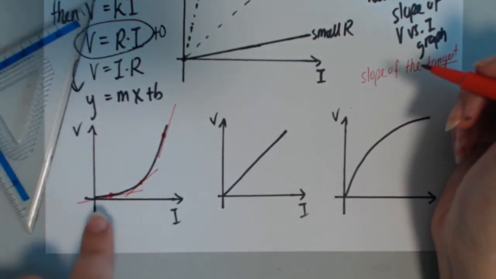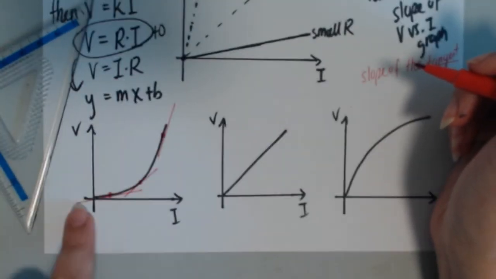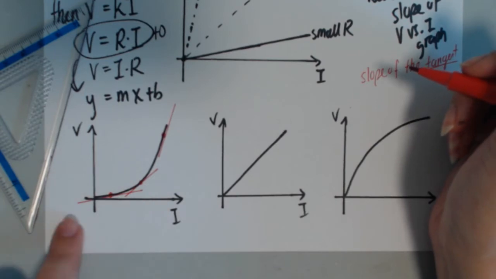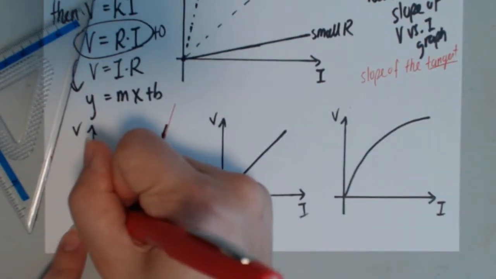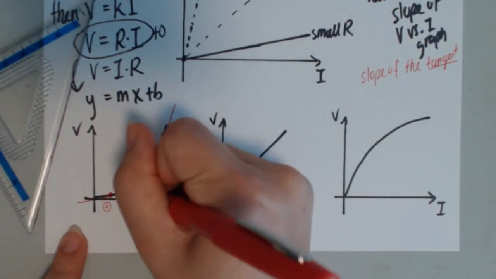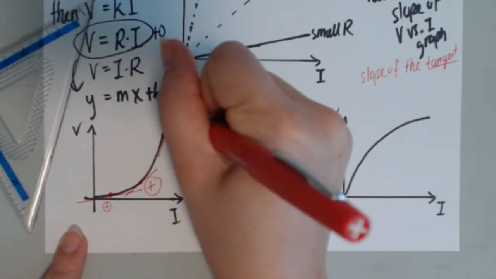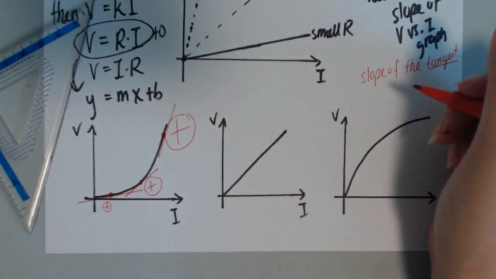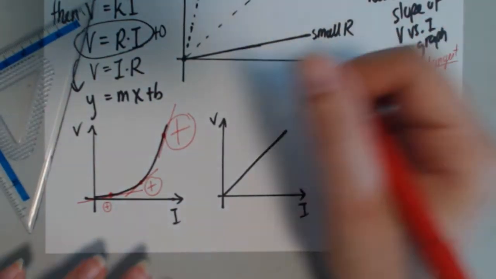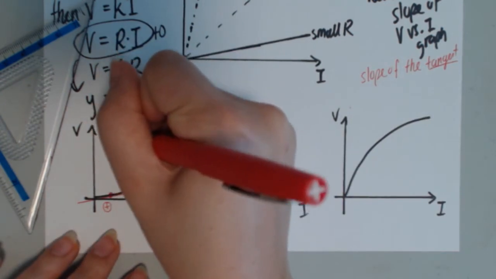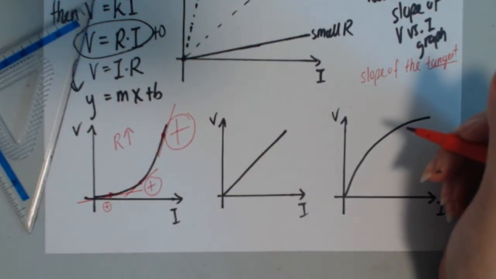But what I can see as I move from left to right is that my tangents are getting steeper and steeper. They're getting more and more positive. So I start off with a small positive and getting more positive and even more positive here. Right? My positive slopes are getting bigger and bigger. So what that means is here, the resistance is increasing.